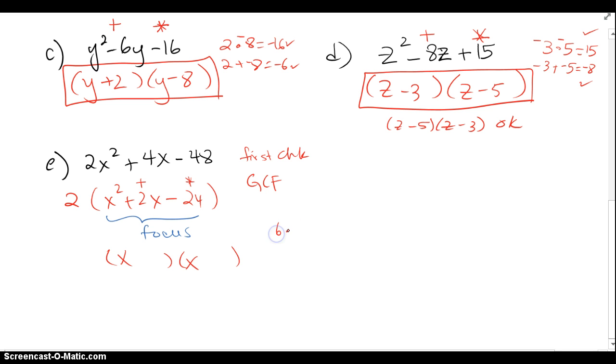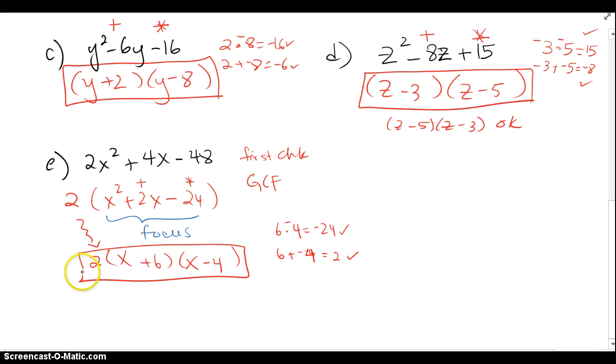But one of them has to be negative to give a -24. And it has to be the smaller one because the sum remains positive. So that gives me -24. But if I add those guys, I do get the +2 I need, so +6 and -4 win, and then don't forget to drop the 2 you pulled out at the very beginning. And that's fully factored. I pulled out the GCF, and each binomial is completely factored out with nothing in common.